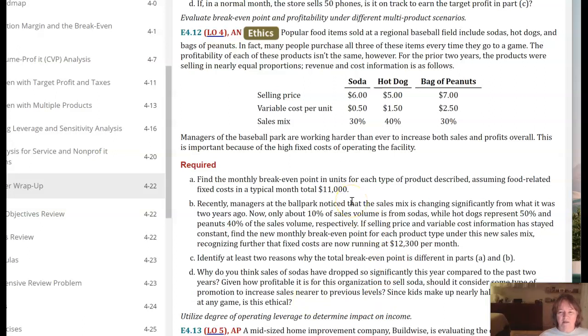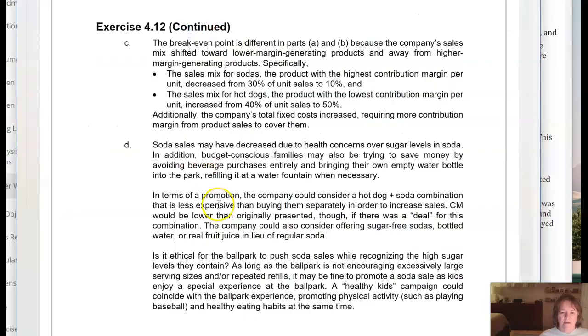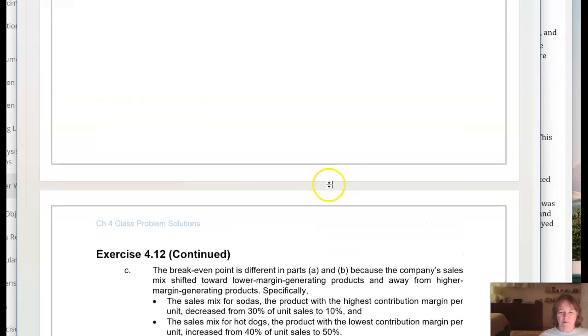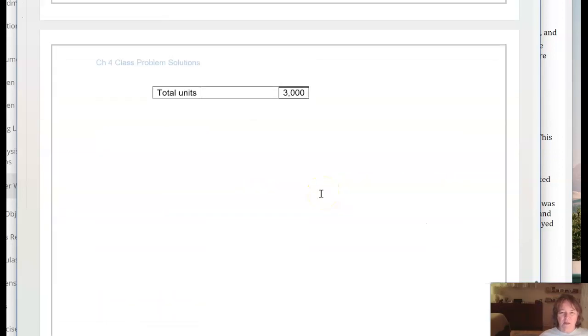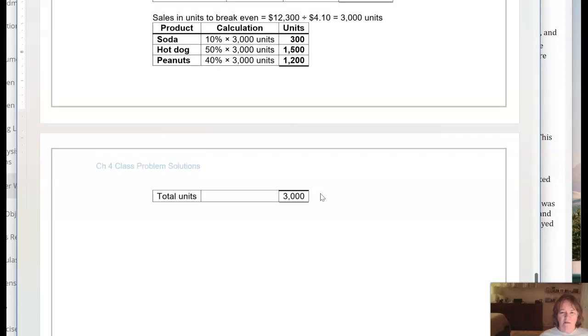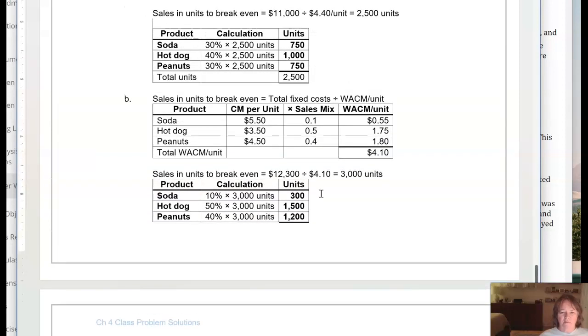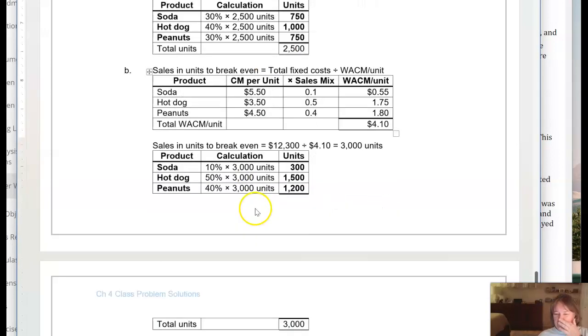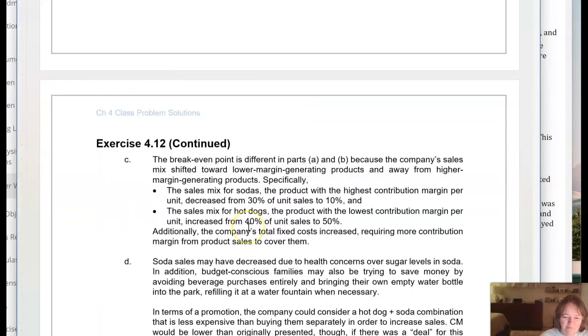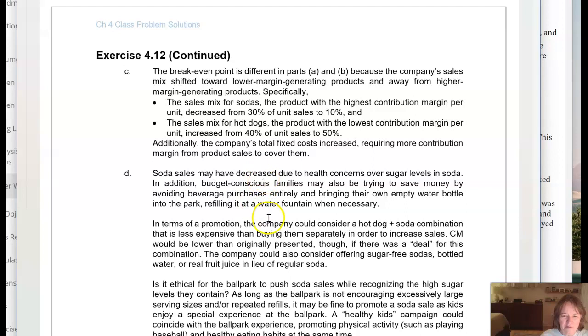Okay, so the idea is that you don't want to sell sugary stuff to kids. So we've got this. Soda sales may have decreased because of health concerns over sugar. Budget-conscious families may not want to spend $6 on a soda, right? Well, that's a lot of money. Isn't it $6? Yeah, $6 on a soda. I wouldn't spend $6 on a soda.